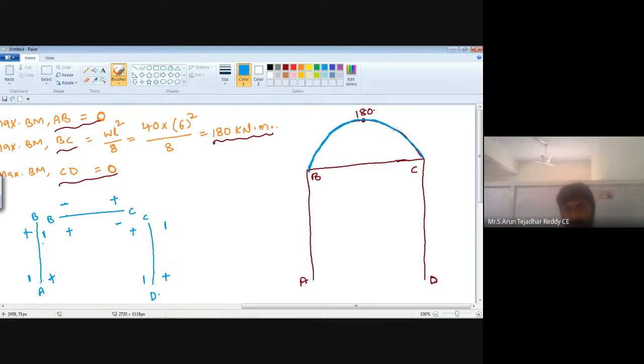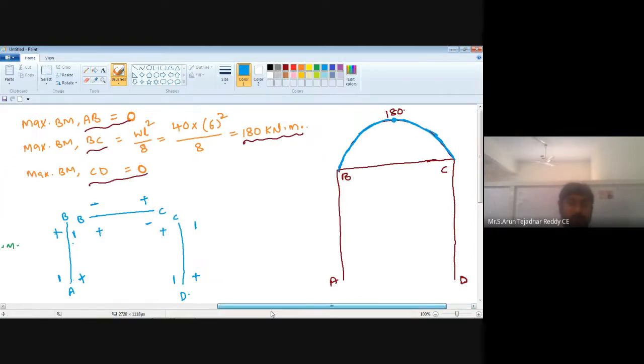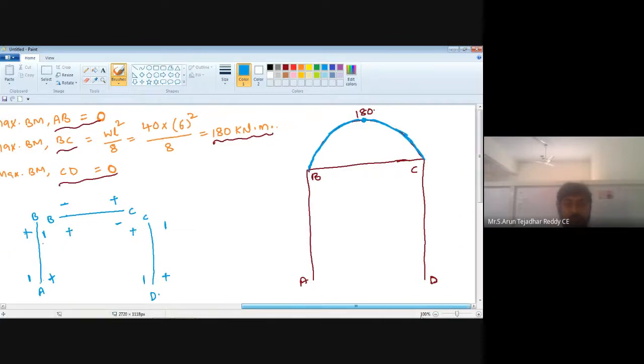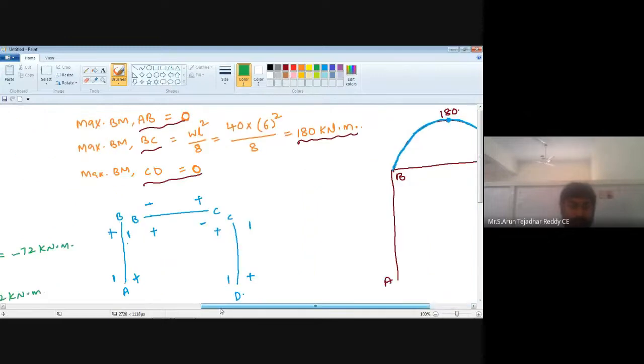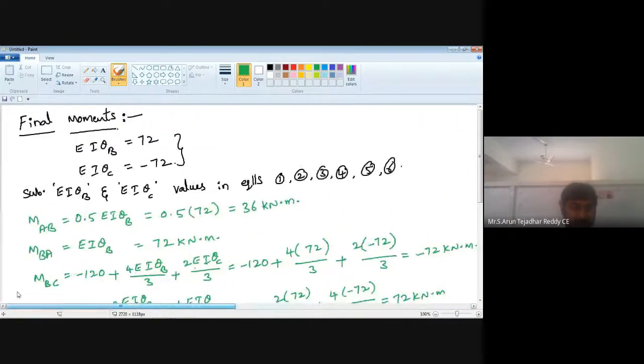It is parabolic shape, 180 kilonewton. Okay. Now coming to the final moment, choose other color. Which one is best? Green color. Okay. So here A to B is 36 kilonewton meter.